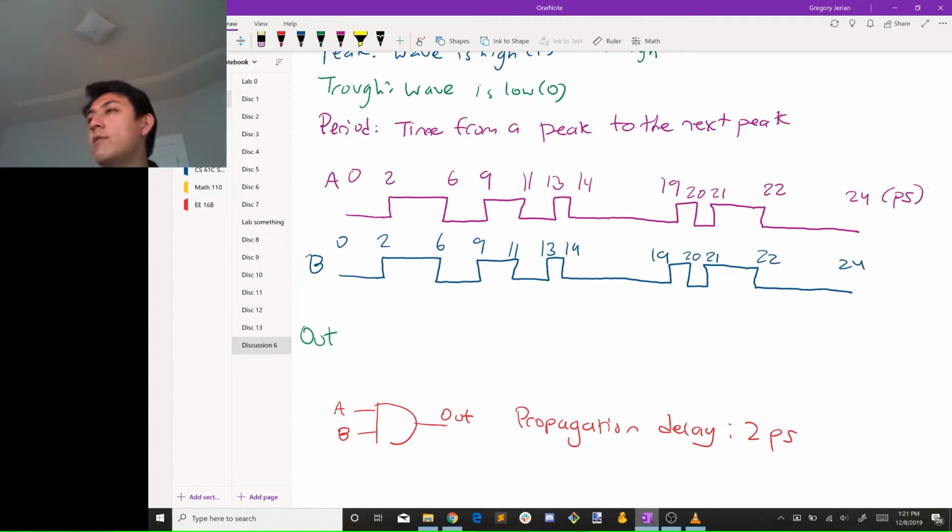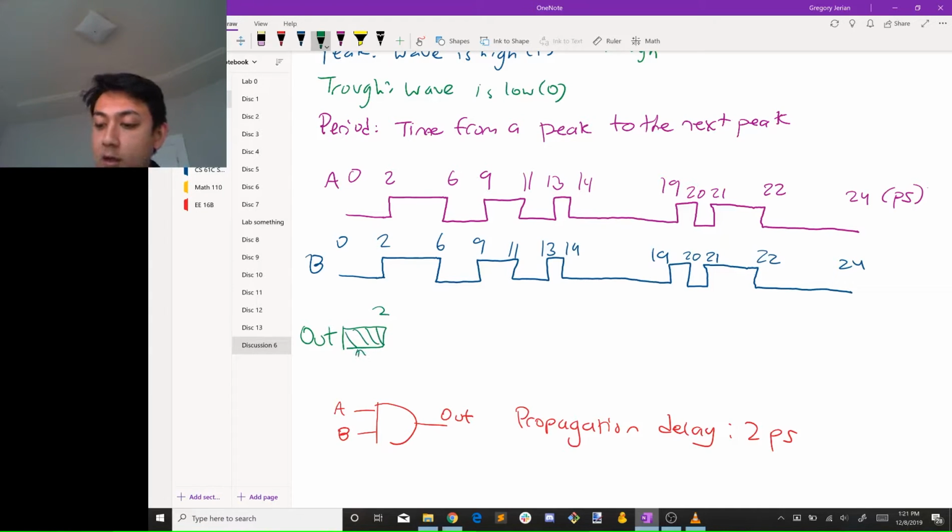The propagation delay of the AND gate is 2 picoseconds, which means it will take 2 picoseconds for the output to appear after the inputs have appeared. That's the propagation delay. So let's start here. At 0 picoseconds, we don't know what the output is yet because the output takes 2 picoseconds to delay. So we actually have an undefined output for 2 picoseconds.